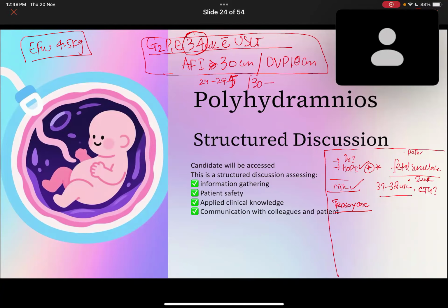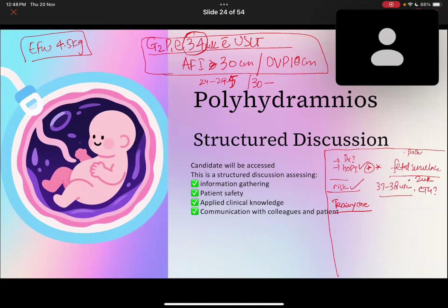When you start your case, you say: gravida 2, para 1, 34 weeks, with amniotic fluid index of 30 centimeters and deep vertical pocket of this. My probable diagnosis is polyhydramnios, mild grade or moderate grade, whichever it comes in. Start like this. Okay? How will you approach your patient? Start like this.